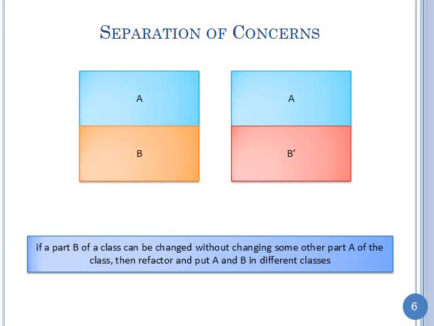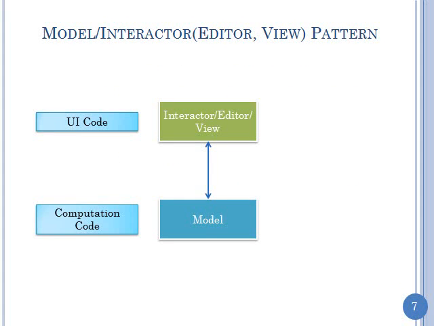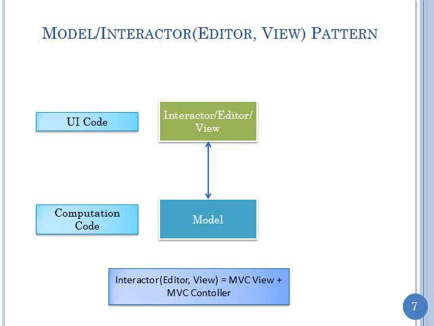So this is the principle that we want to know. And so we are going to have the computation or data code in one class and the UI code in another class. And there's no standard term for the UI. For the data, the standard term is model. For the UI, it can be called interactor, which is what I'm going to use. You can call it editor, and some people just use the word view there. But that's a pattern we'll have.